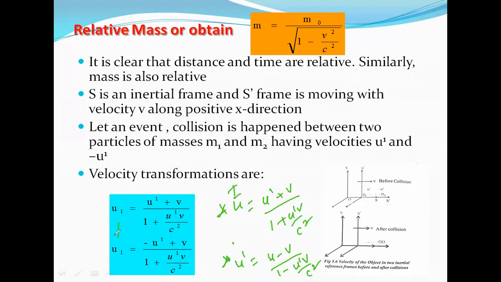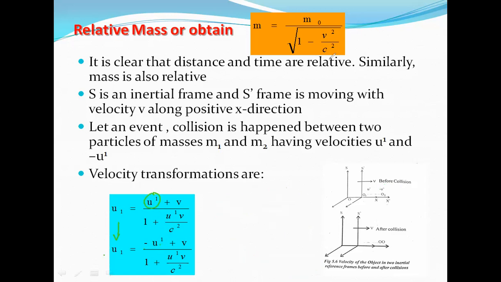From here to here, I am just substituting one more equation with u prime. This is for the second one. u1 is u prime, but another object which is coming in this direction, I am writing as minus u1. Then moving on to the next slide. Did you complete this slide? Can I go to the next slide or do you want to copy? Yes, sir.